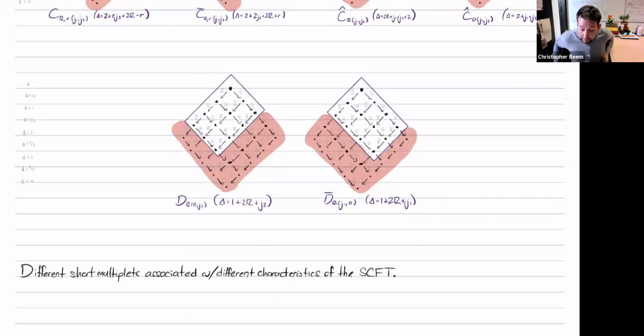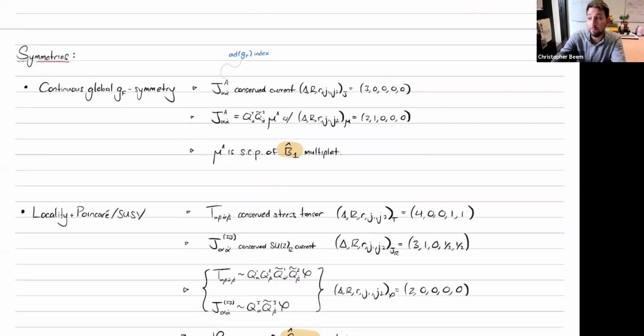So you can ask whether there are characteristics of your conformal field theory, your superconformal field theory, which are directly related to the presence of various types of short multiplets. And this is the case. It's the case in an obvious way with respect to symmetry.